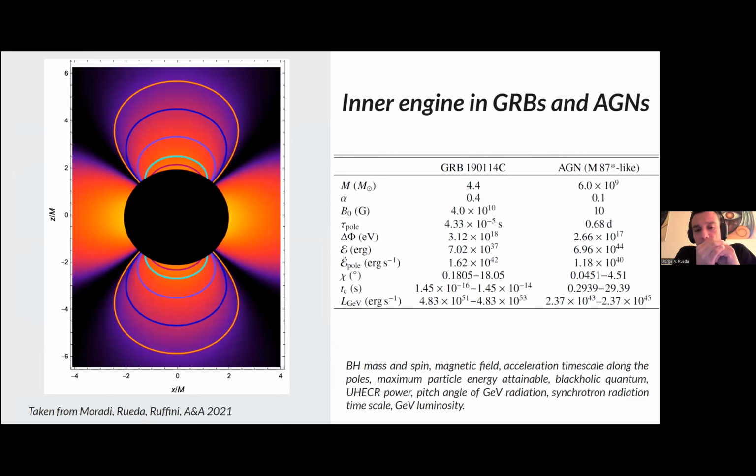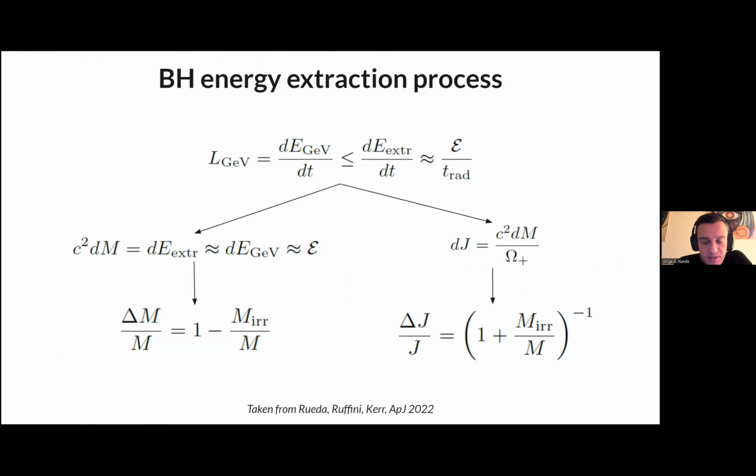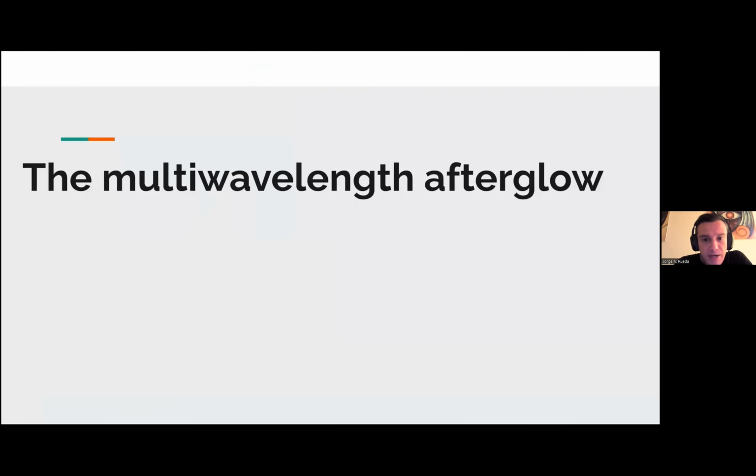You have this process that bit by bit reduces the rotational energy of the black hole. And Professor Ruffini mentioned this in the discussion of yesterday afternoon. This mechanism can be applied both to GRBs and also to galactic nuclei. The only thing that you have to do is to scale the mass of the black hole and the density of the ambient medium. And you get different numbers that match either GRB high energy emission or AGN high energy emission.